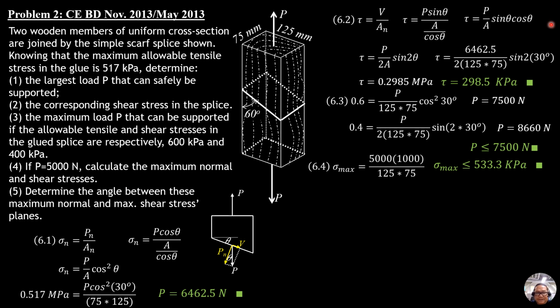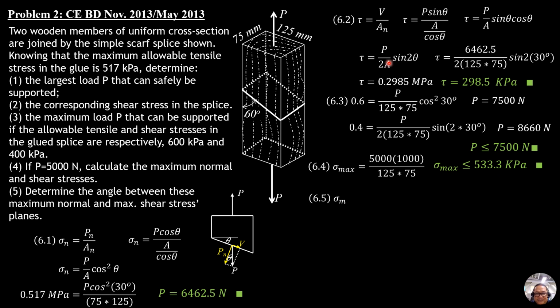In the maximum shear stress formula, we replace sine 2 theta by 1 because the maximum value of the sine function is also 1, and that happens when theta is 45 degrees. So that 2 times 45 is 90. That happens along the shear plane. So this is in kilopascals. Sigma max is less than 533.3 kilopascals.